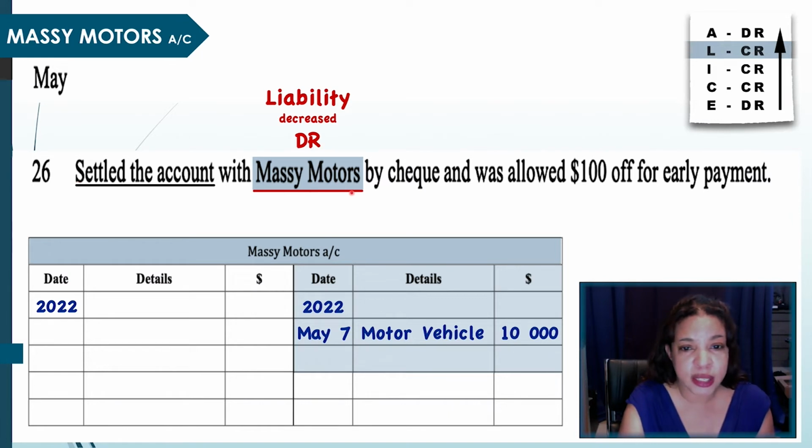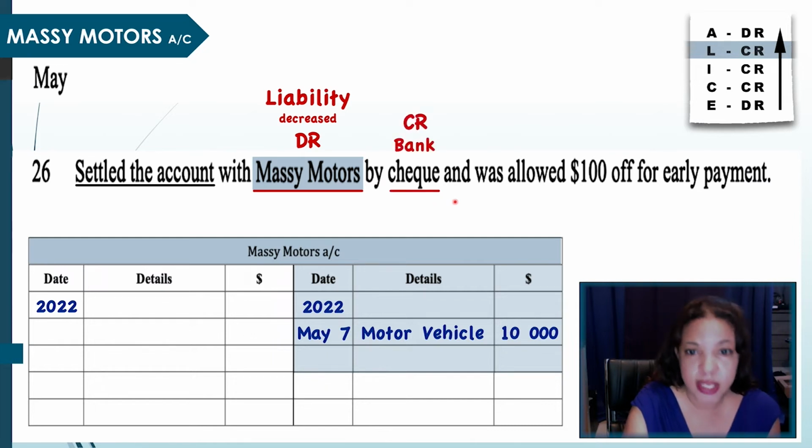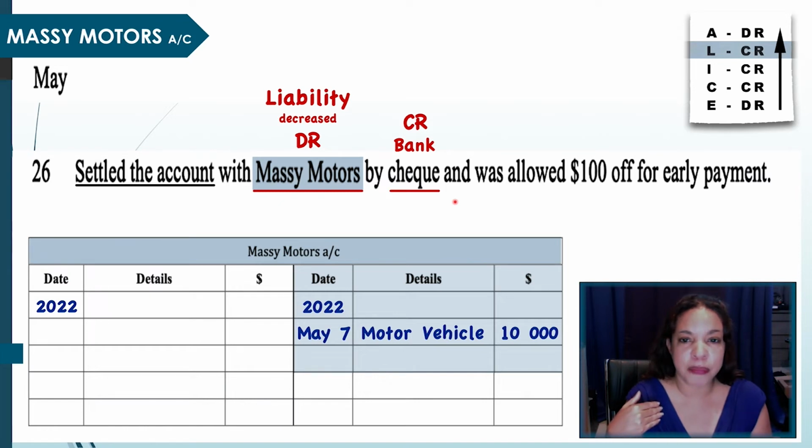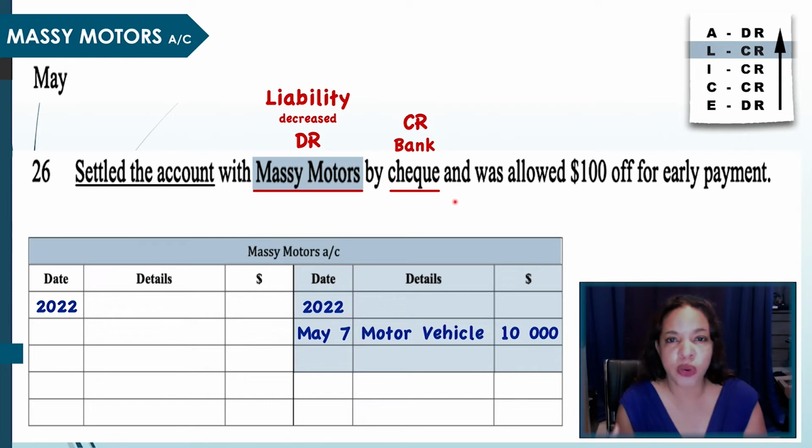So we settled the account and we purchased by check. Now, every time you see check, the account is bank, and you just think about it. Did you pay money or did you receive money? We did the payment. Yes, we did the payment. We were the ones that owed Massy. So therefore, we went and we paid Massy.